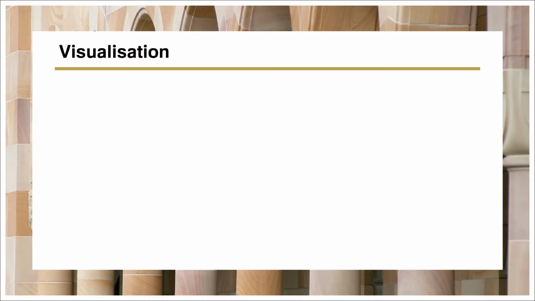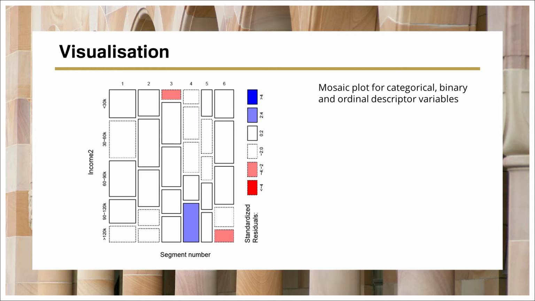Let's have a look at 2 visualizations first. This is a mosaic plot. The mosaic plot is a graphical representation of a cross tabulation. We can use it to visualize differences between market segments in categorical, binary, or ordinal variables. Admittedly, this one takes a bit of getting used to, but when you know how to read it, it becomes really useful. This particular mosaic plot looks at differences across segments in income.